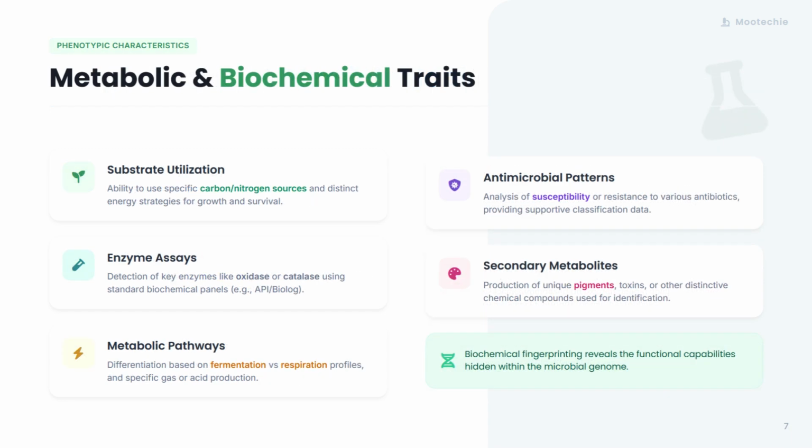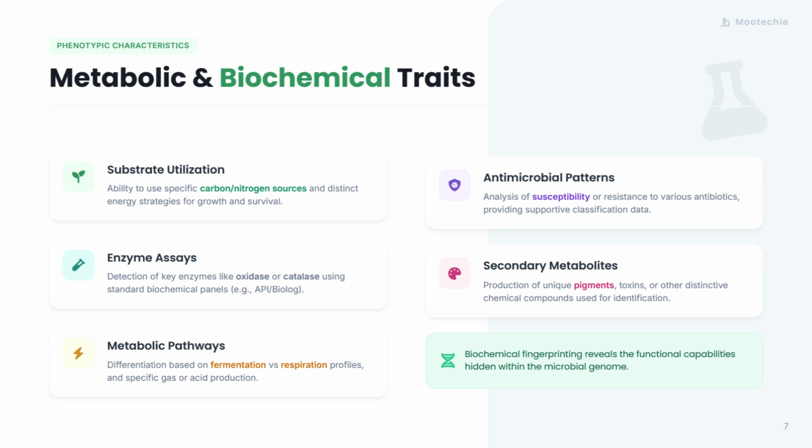Phenotypic characteristics: metabolic and biochemical traits. Substrate utilization: ability to use specific carbon or nitrogen sources and distinct energy strategies for growth and survival. A microbe that can only grow if you provide the sugar lactose is biochemically distinct from one that can use many different sugars. Enzyme assays: detection of key enzymes like oxidase or catalase using standard biochemical panels like API or BIOLOG. Simple tests, like seeing if a bubble forms when you add hydrogen peroxide, reveal the presence of specific enzymes.